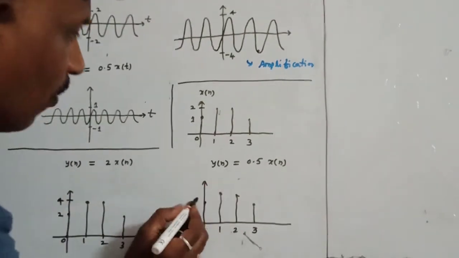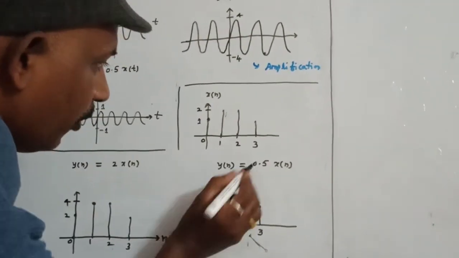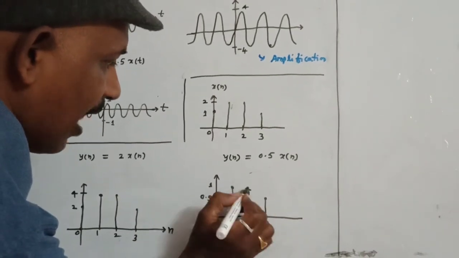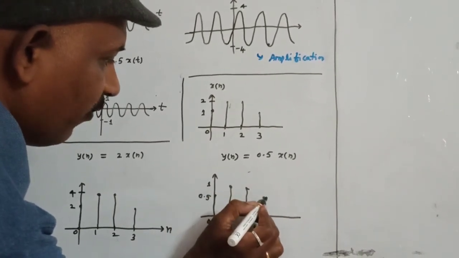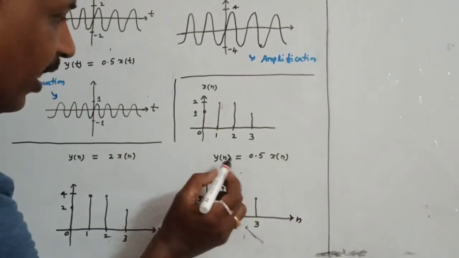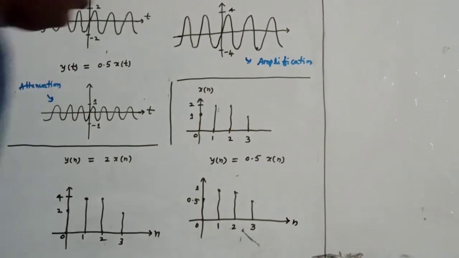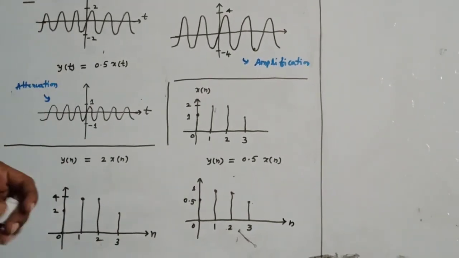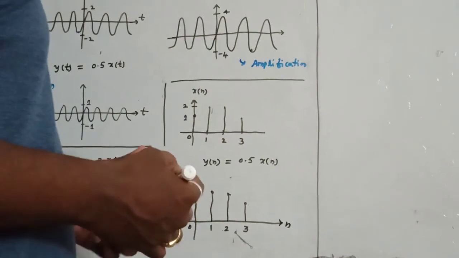Multiply the amplitude: 1 into 0.5, 0.5; 2 into 0.5, the amplitude will become 1; this amplitude also will become 1 into 0.5, this amplitude will become 0.5. So this is the 0.5 x of n graph. So the amplitudes are reduced. In this way, this is a very, very important operation, amplitude scaling.